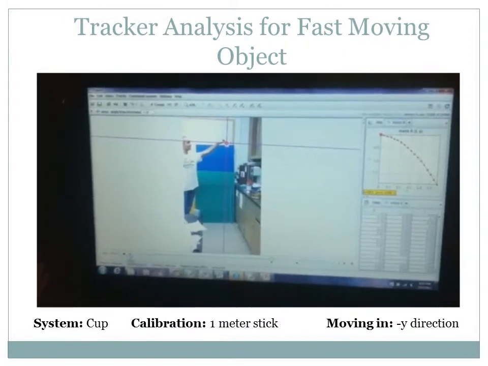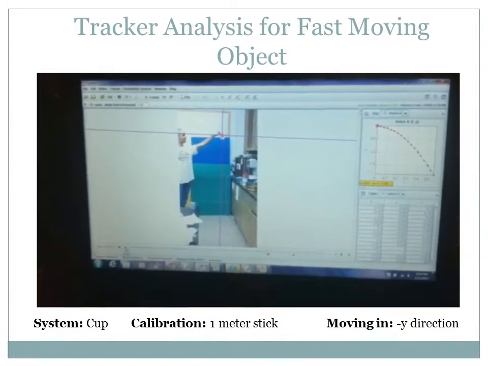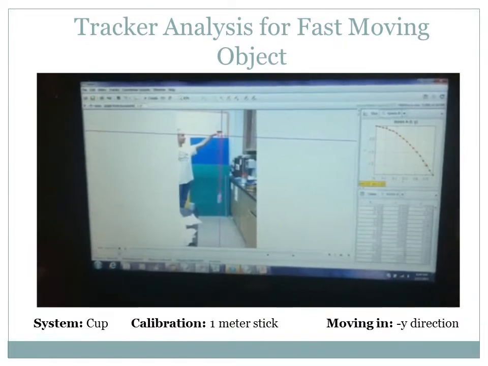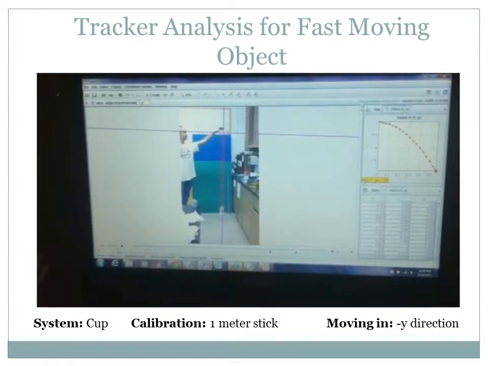My object under observation, or system, is a cup. Here you can see that my video is calibrated based on a 1 meter stick. The cup starts at the origin because that's where it was dropped, and it moves in the negative y direction. The initial time begins when there's no longer a contact force on the cup, and it ends when the cup hits the floor. This happens at 0.567 seconds. The video is using a frame rate of 30 frames per second.